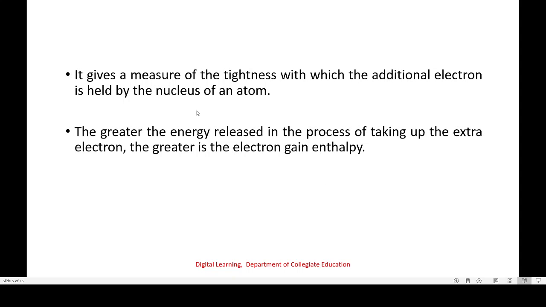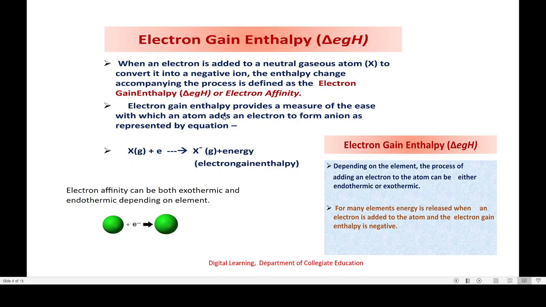The electron gain enthalpy gives a measure of the tightness with which the additional electron is held by the nucleus of an atom. The greater the energy released in the process of taking up the extra electron, the greater is the electron gain enthalpy. So let us learn in detail the electron gain enthalpy.